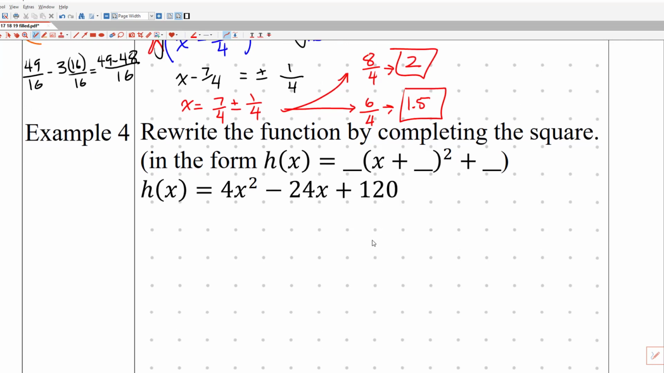I have to factor out a 4. So what that means is I'm going to keep this as h of x. That's always going to be the left-hand side. But on the right-hand side, the 4 is being factored out. And what's left over? Well, 4x squared divided by 4 is x squared. Negative 24 divided by 4 is negative 6x. And 120 divided by 4 is 30.